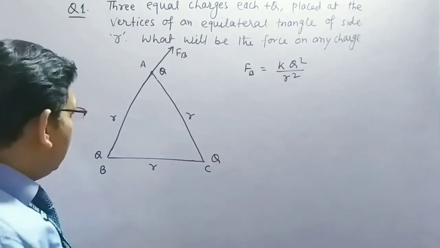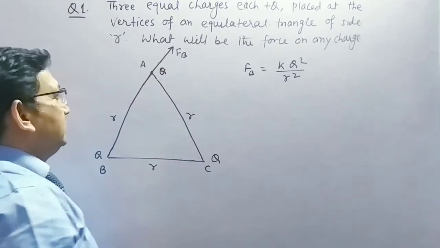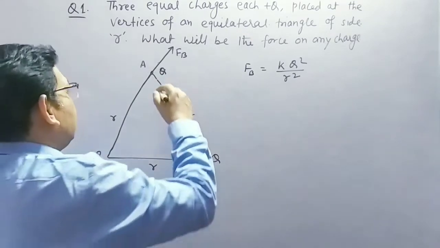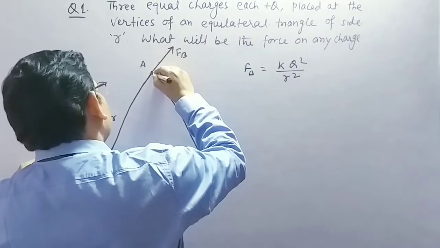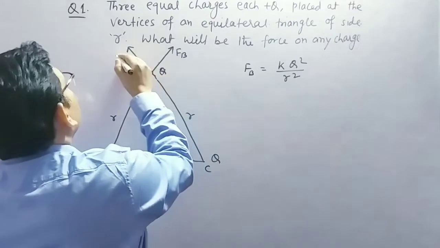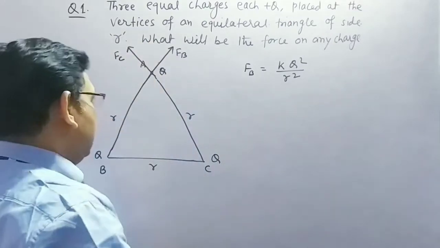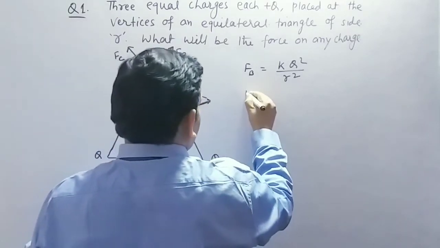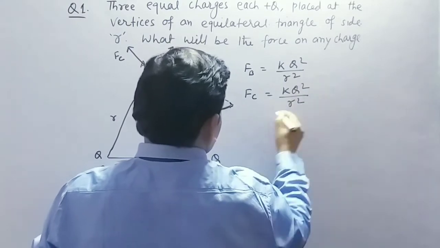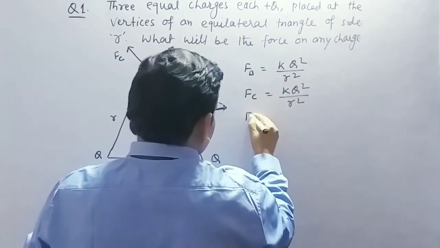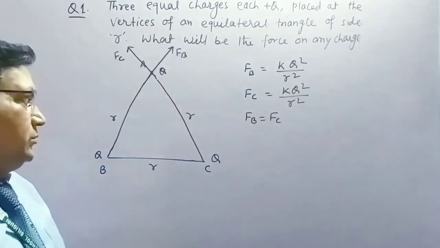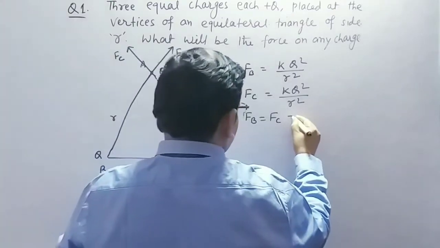Now the charge at A also experiences a repulsive force due to charge Q at C. The direction of this force is in this direction, and the name of this force is force C. The force C can also be written as K Q square by R square. If you look at these two equations, force B is equal to force C. The forces are equal in magnitude. Say this force is equal to F.